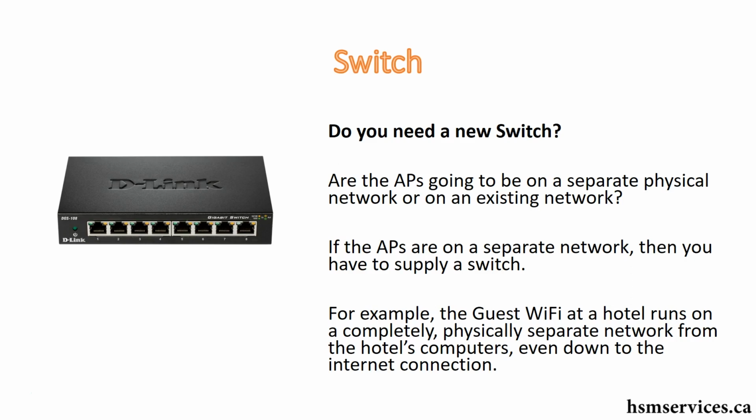A circumstance where the Wi-Fi is separate from the rest of the network is at a hotel. The guest Wi-Fi is completely separate. It doesn't touch the hotel network whatsoever. So there's no way for a guest to get on the Wi-Fi, even with the best hacking, and get on the hotel's computers, because they're totally physically different. They don't connect at all. They even have separate internet connections.